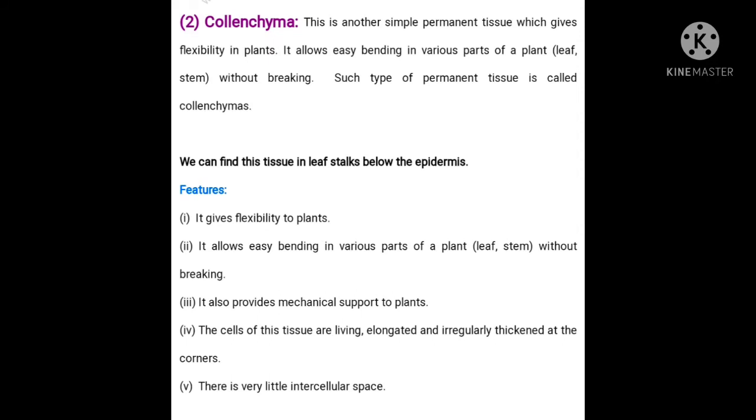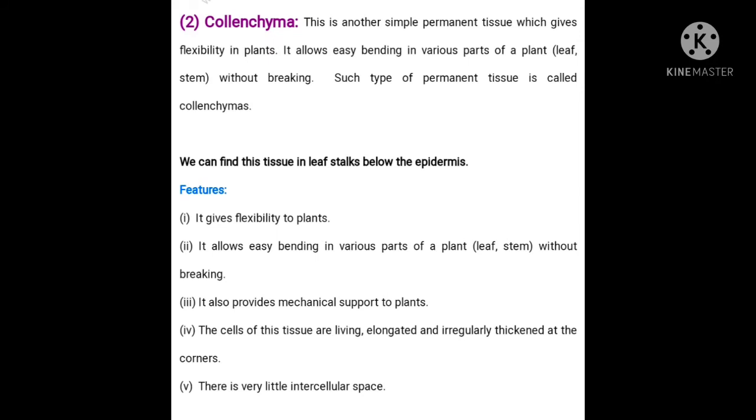It also provides mechanical support to the plant. You know, a plant is not locomotive, it is stationary, so this collenchyma is providing mechanical support to it. The cells of this tissue are living, elongated and irregularly thickened at the corners.